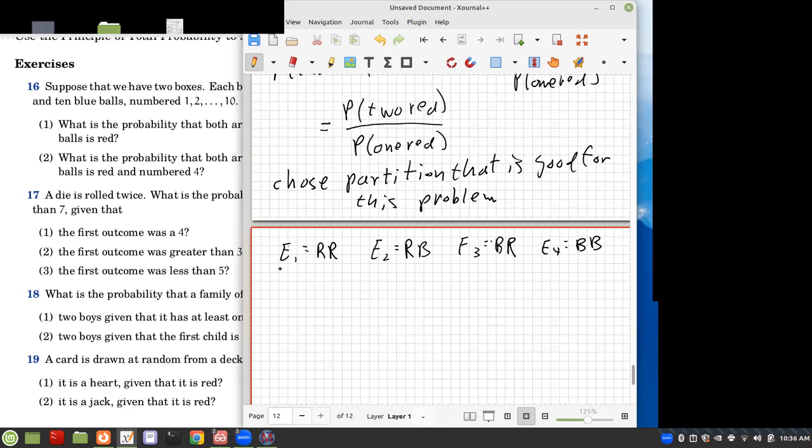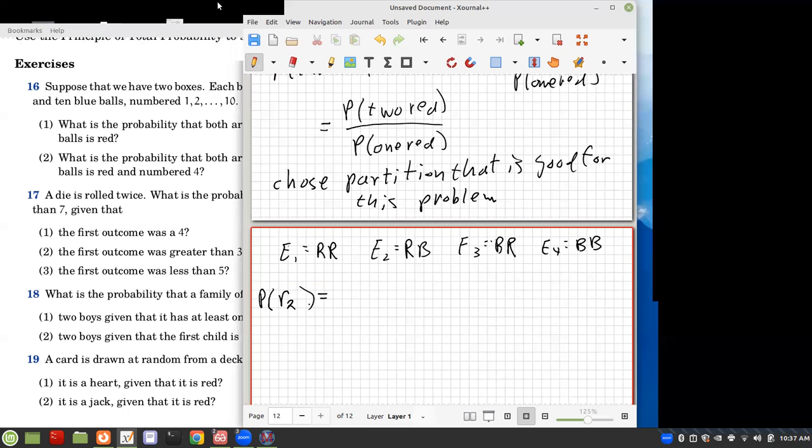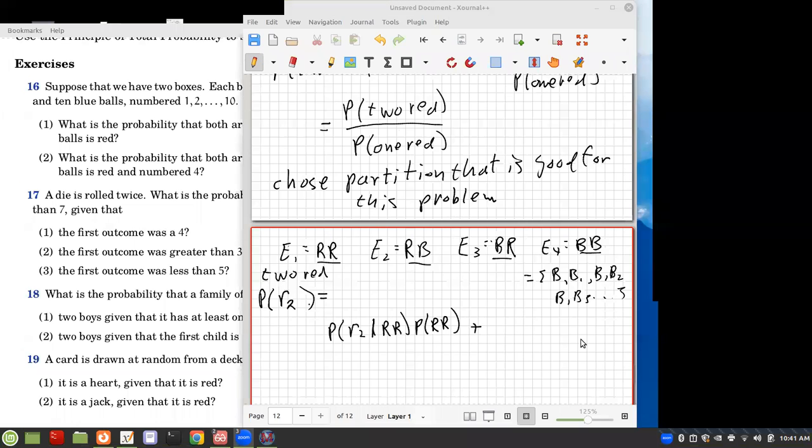So let's try to figure out, let's write out the law of total probability. What I want you to do is maybe write out the law of total probability for this one here, and then I'll pause and give you a second to do that. What's the law of total probability? Let's make it easier. Let's say we have R2, it means you have 2 reds, okay?